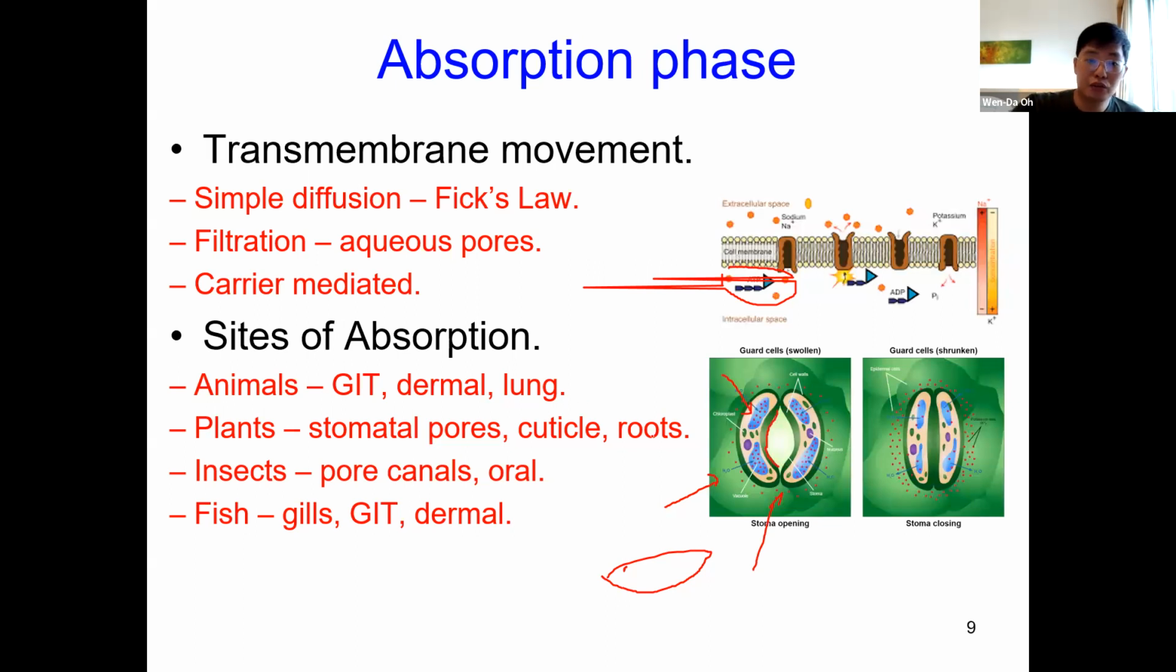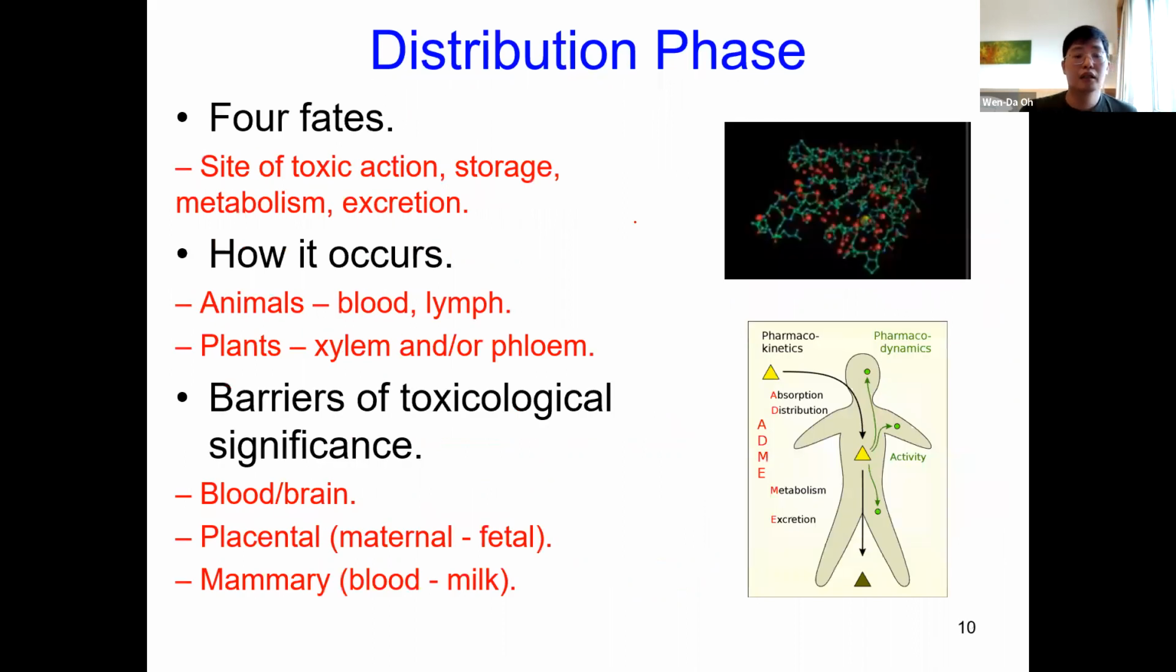Then we have cuticle and roots, and in insects you have pore canals and oral routes, and in fish you have gills, the gastrointestinal tract, and also dermal. So these are all sites of absorption whereby you can have the transfer of the toxicant into the organism itself. After absorption happens, the next thing that you will see is the distribution phase. The distribution phase means that the toxicant itself is being distributed to many areas in our body.